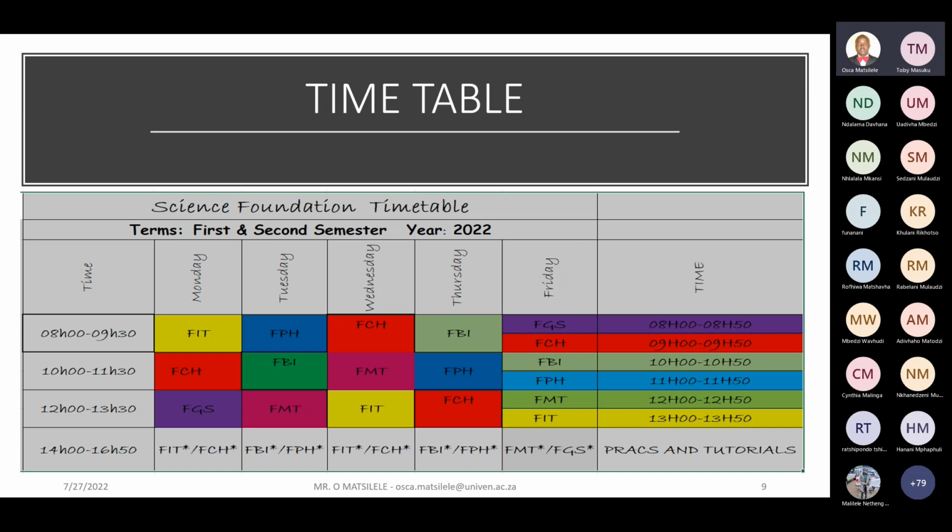So it means that on Monday we'll have group A and B. On Wednesday, we will have group C and D. C will attend from 12 to 2, and group D will attend from 2 to 5. So this is what we are going to do this semester.